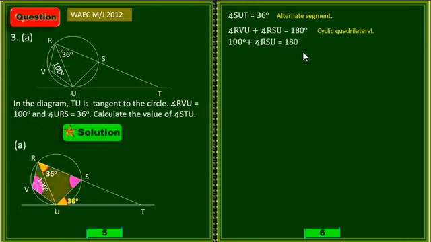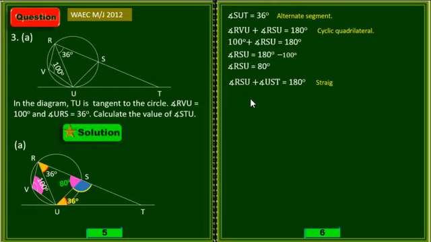Substituting the values and then making angle RSU the subject. Angle RSU will give us 80 degrees. So that means this angle is now 80 degrees. Next is to find this angle here. So that's the angle that is highlighted now. We're going to find the value of this angle. Adding these two angles, 80 plus this angle, will give us 180. Angle on a straight line or straight angle.